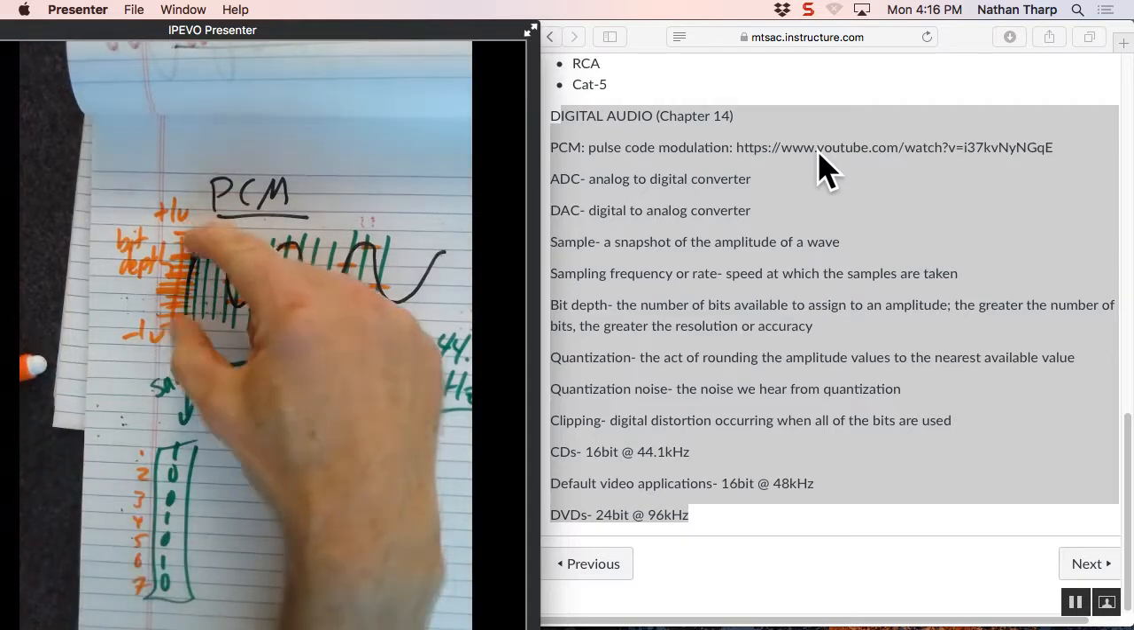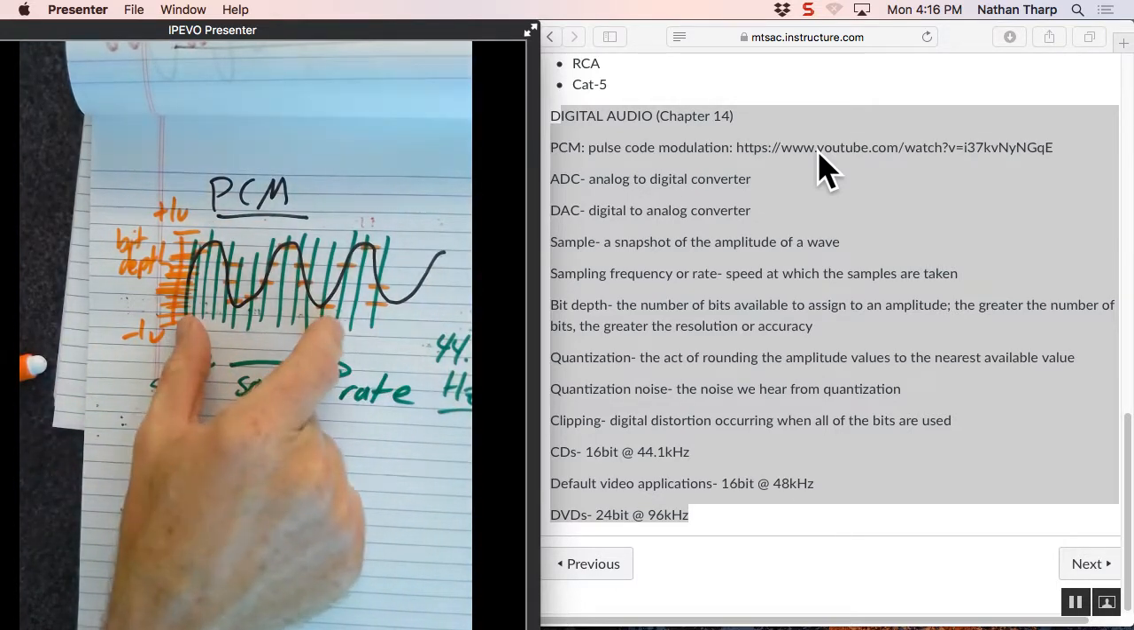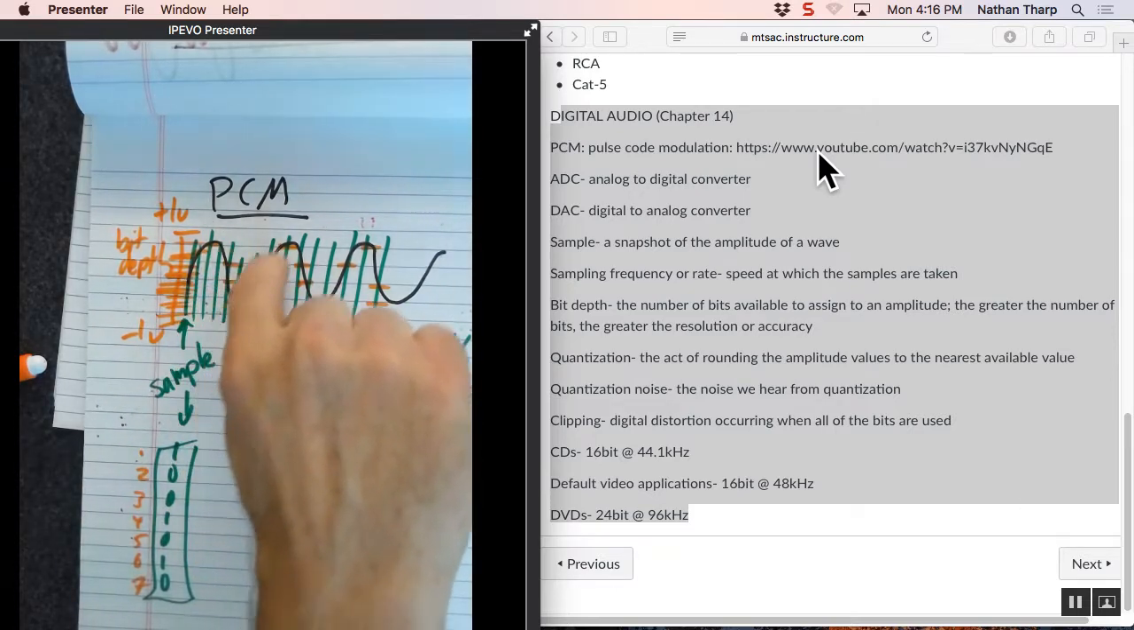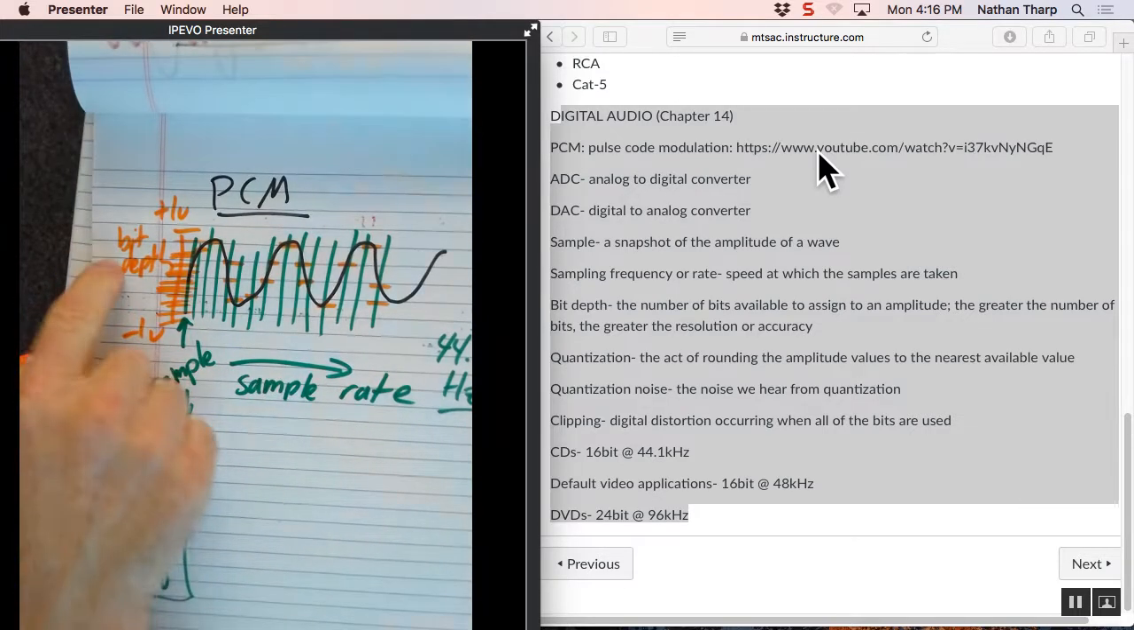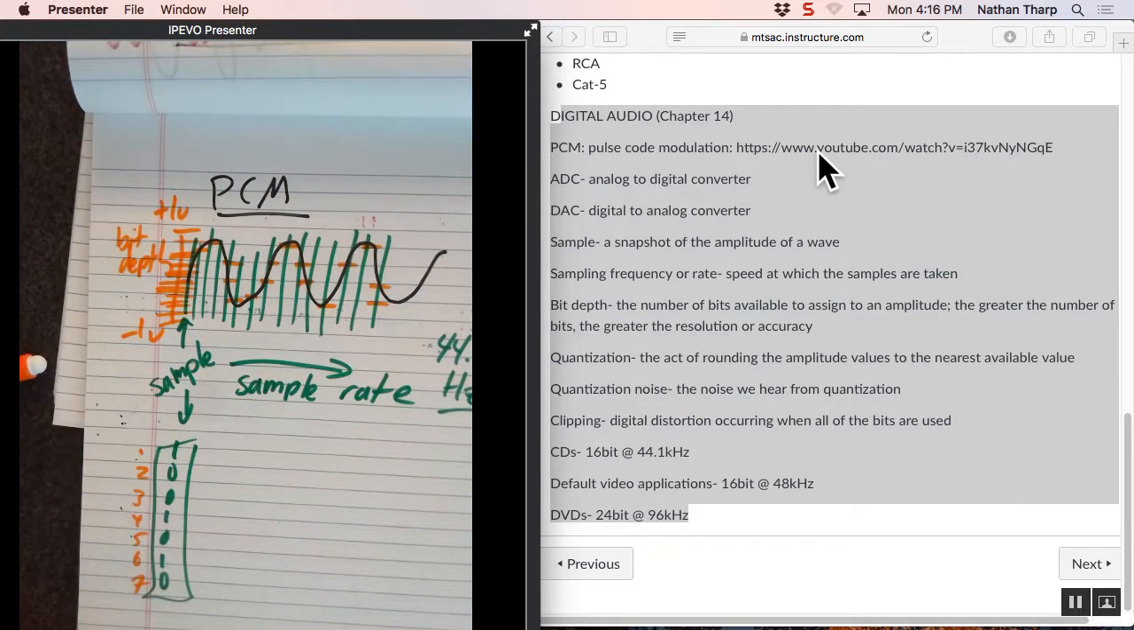And so obviously the more steps you have in between, the more bits you have, the faster you're taking those pictures, the closer it'll be to being exactly like the analog signal. It will never be exactly like it, but it'll be closer as you get to higher resolution. Does that make sense? So you want higher sample rate, you want higher bit depth. Questions on that?